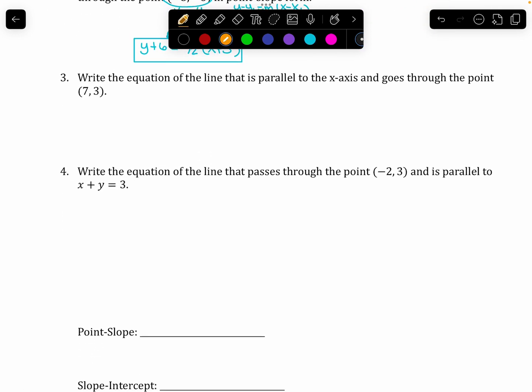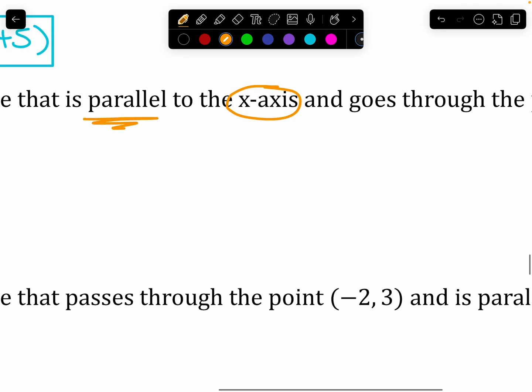All right, number 3, it says write the equation of a line that is parallel to the x-axis and goes through the point 7, 3. Okay. First, I need to know, what does the x-axis look like? If you look at a graph, one of those axes is the x and one of those is the y. This is your x-axis, this is your y-axis. So I need a line that is parallel to the x-axis.